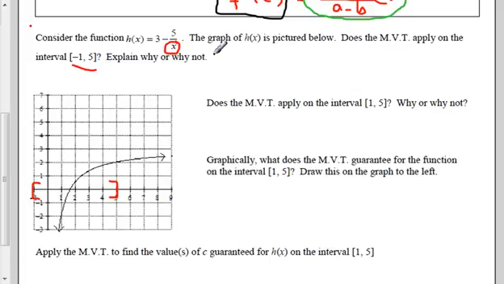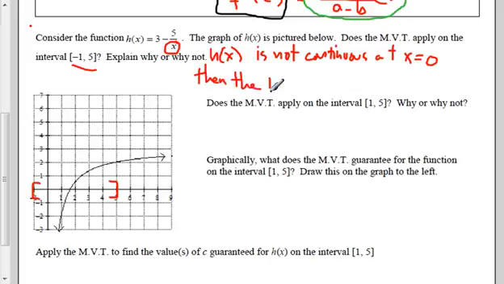So therefore, the function h of x is not continuous at x equals 0. Therefore, the mean value theorem is not applicable on the interval from -1 to 5.